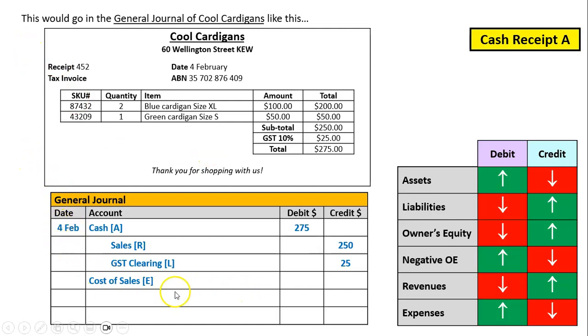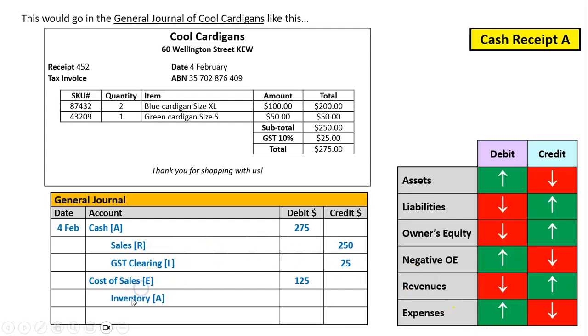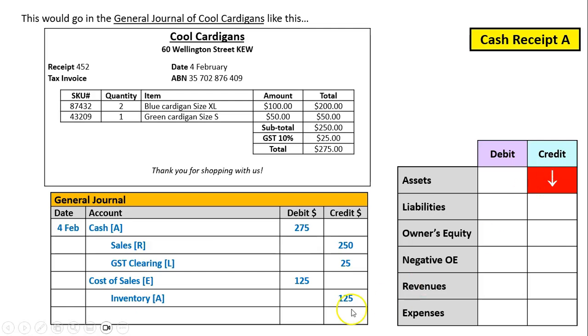So in this case, the cost of sale was $125. That's an expense, and it's going up. The rule says an expense going up will be a debit. And to make this sale, we had to sacrifice inventory. We had to decrease the amount of inventory we have, and that's an asset, and it's decreasing, so that would be a credit. And we are done. That's all 5 things that are involved in a sale.